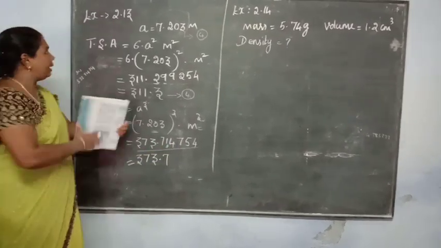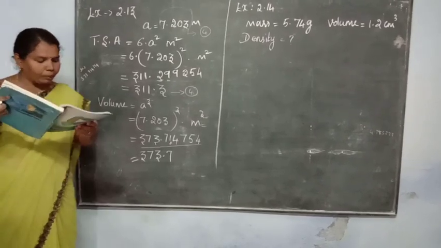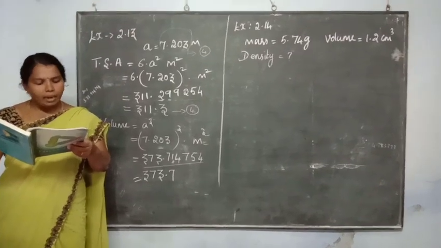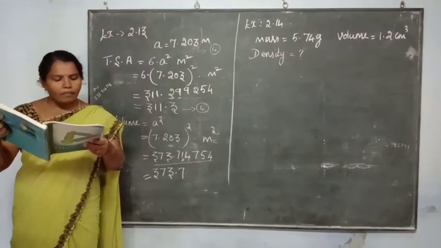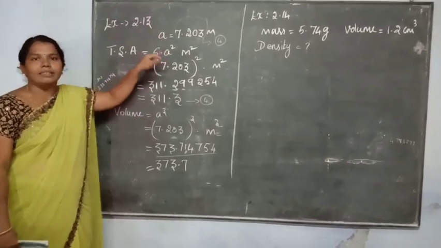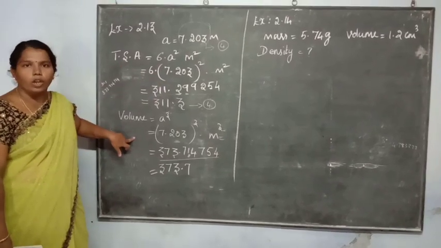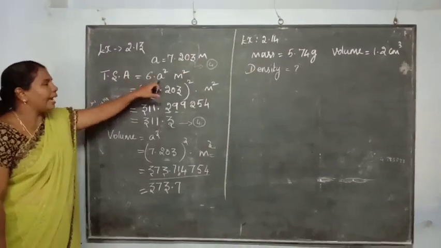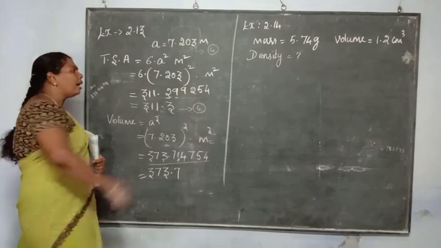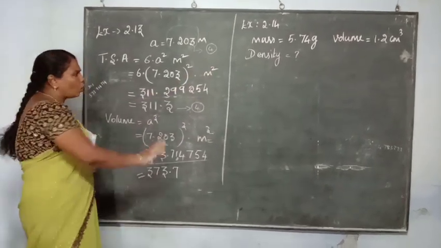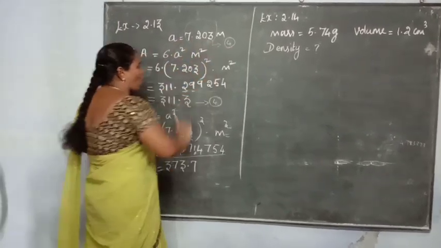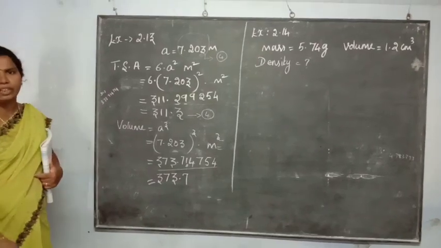See, now I am reading the example once again. The length of each side of the cube is measured to be 7.203 meter, and what are the total surface area and volume of the cube to appropriate significant figures. This is the question. So they have given the value A and they are asking to find the total surface area and volume. What is the total surface area formula? 6A square. So A is given. Substitute this. You are multiplying all those values. You get the final result as so many digits. So the final digit should be changed according to the given value. The given value's significant digit is 4. Therefore, the final answer also should have 4 significant digits.